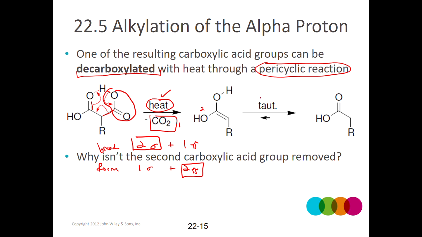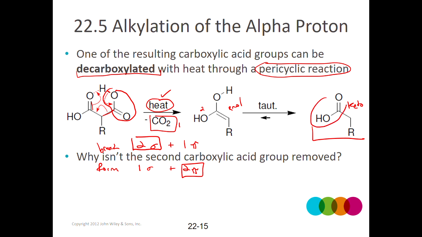And then if there's any catalytic amount of acid or base, the enol, which we know is always in equilibrium with the ketone, will tautomerize, and the equilibrium there pretty much always favors the ketone. So that would be the product.